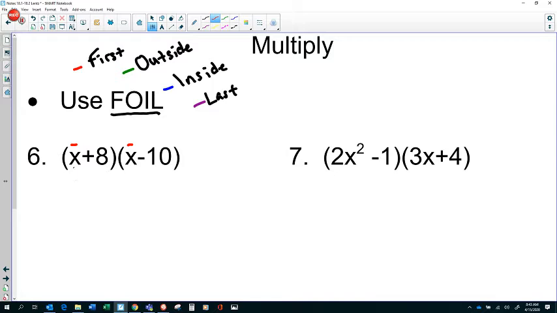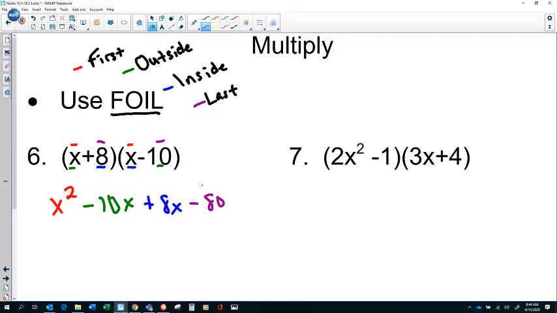X and the X are the first terms. So X times X is going to give me X squared. Next I go to my outsides. My outsides are going to be my X and my negative 10. Those are my outsides. So x times a negative 10 gives me a negative 10x. Then I'm going to go to my insides. My insides are going to be my 8 and my x. Positive 8 and a positive x is going to give me positive 8x. Then I go to my last terms, and my last terms are going to be my negative 10 and my 8. And 8 times a negative 10 gives me a negative 80.